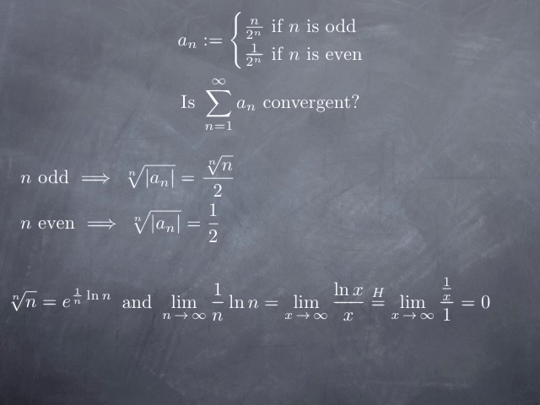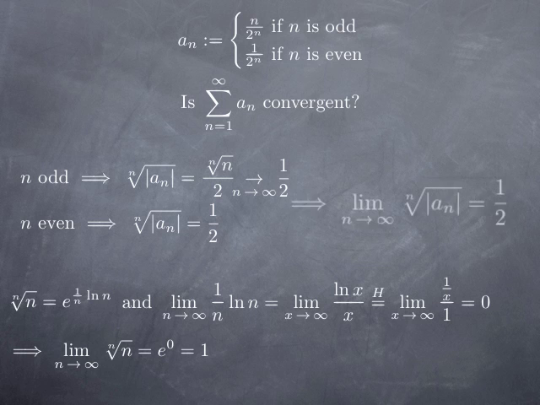And that means that the nth root of n can be written as e to the something going to 0, and so its limit is e to the 0, which is 1. And so that means that the nth root of n over 2 goes to 1/2. So now we have both subsequences, when n is odd or when n is even, with the same limit 1/2, and therefore the nth root of the absolute value of a_n has limit 1/2.